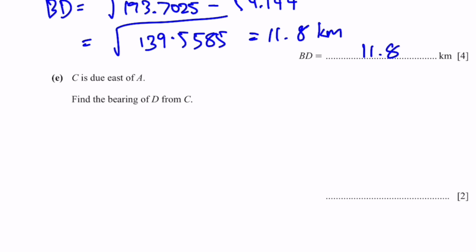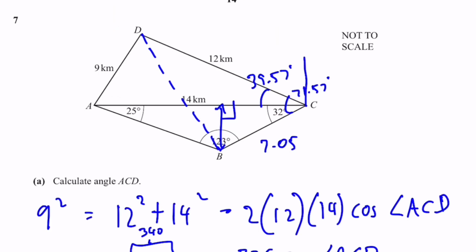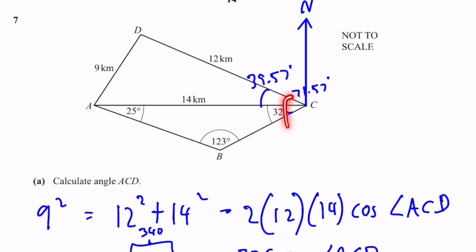E. C is due east of A. Find the bearing of D from C. That means that we can make a north line here. We need to find this angle over here. Now let's erase some unwanted markings. We'll leave this one alone because we already have that value. We just need to find this one and then we have the full bearing. So we just need to find the bearing of B from C. We know that this angle here is 90 degrees and this is 32 degrees. So angle BCN is equal to 122 degrees.